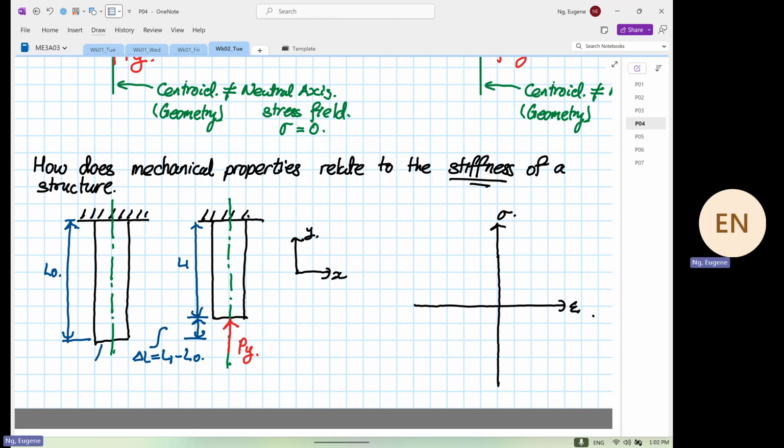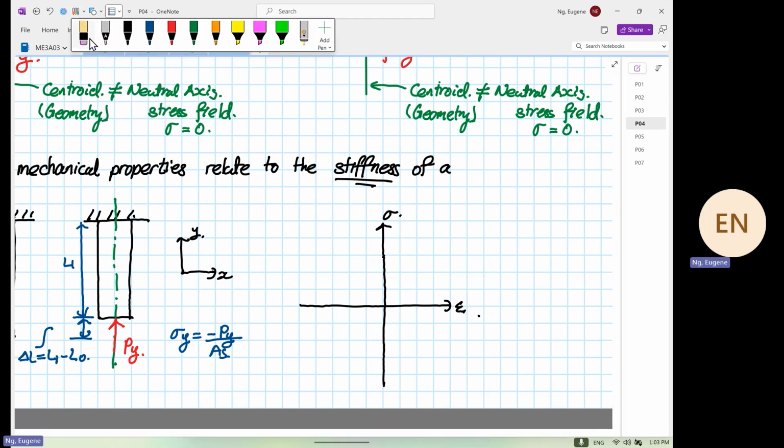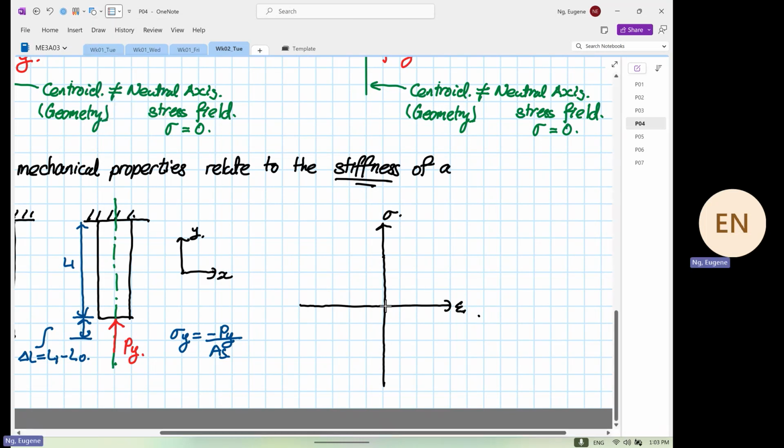And we know that over here, we have an area. Okay. Area, going to call it AS. And we know that the stress in Y is equal to minus PY divided by what? AS. So what we are going to get on a stress strain curve that you don't normally see, but it should be seen done this way, is your stress strain curve will go in a what? Negative direction.